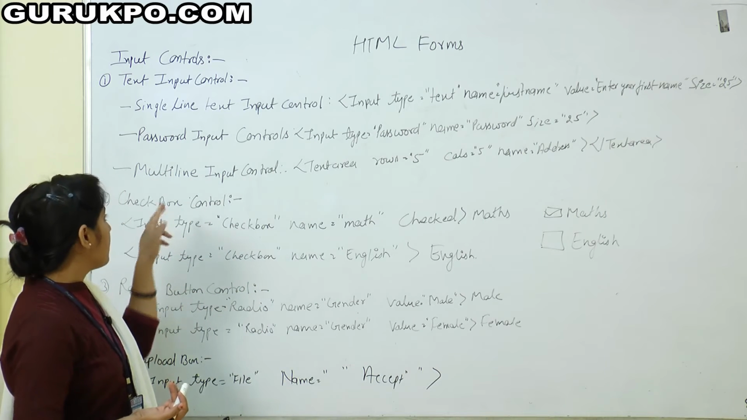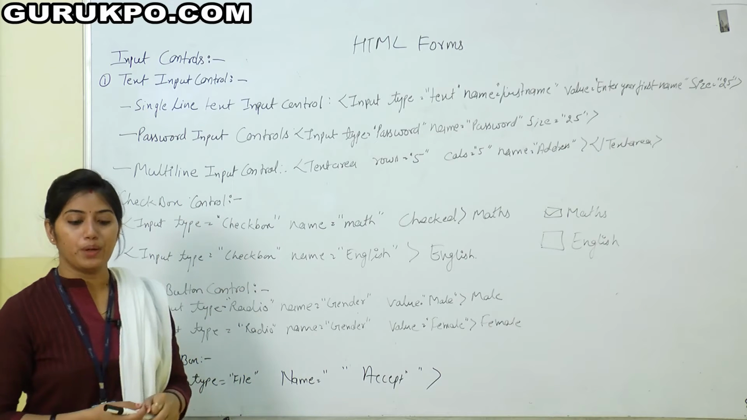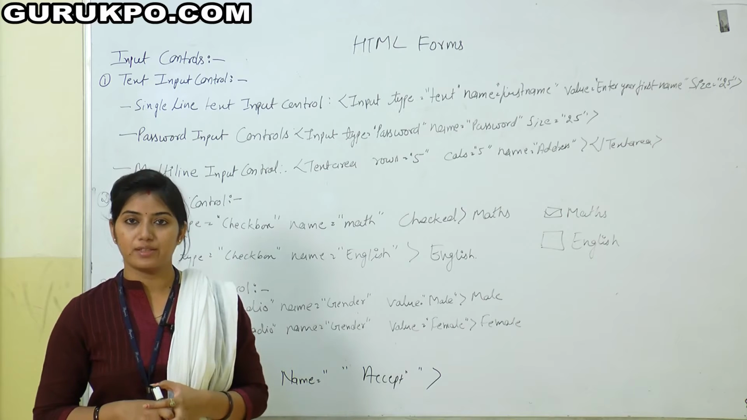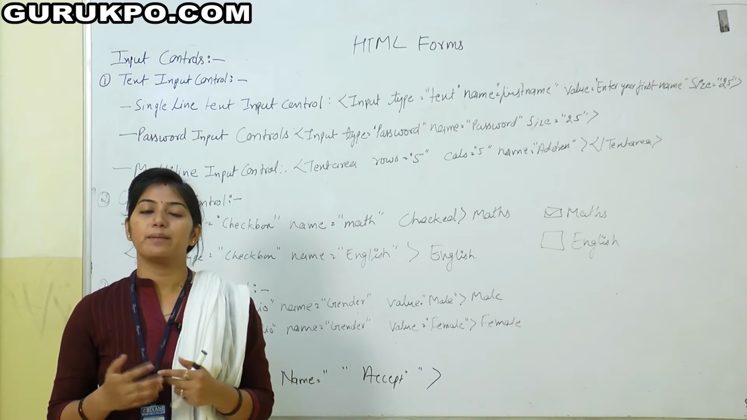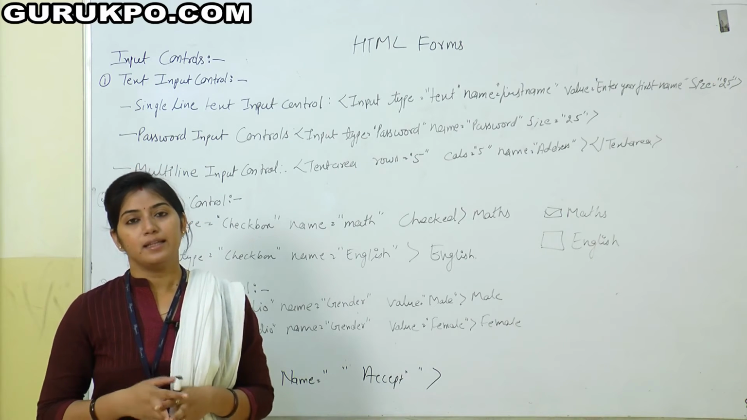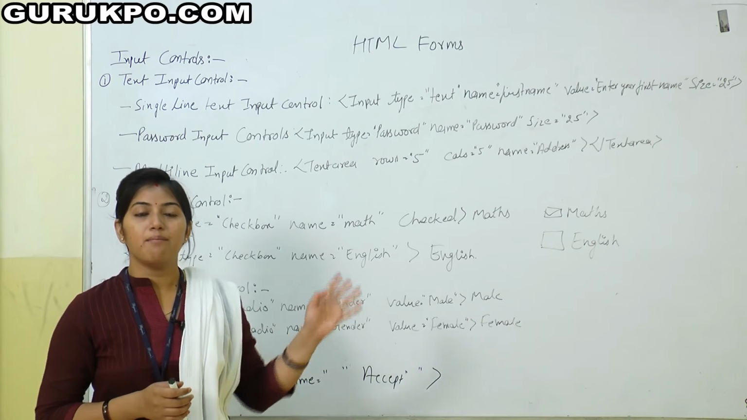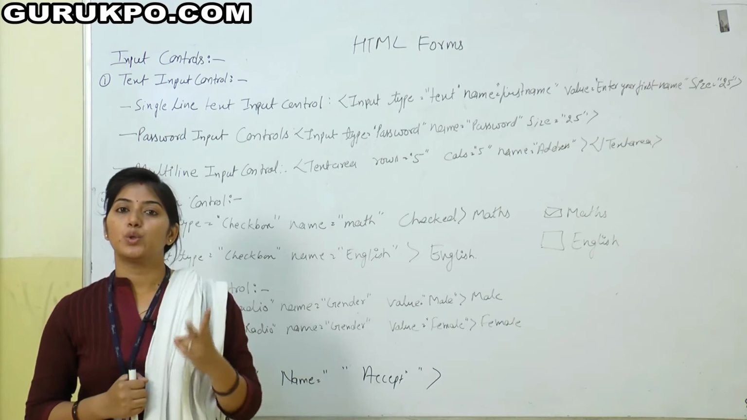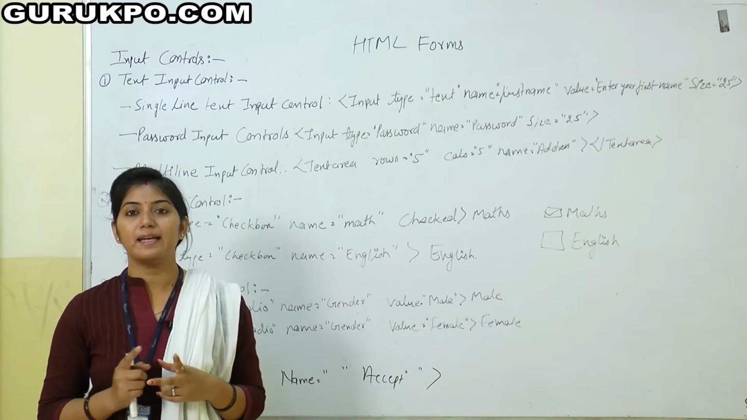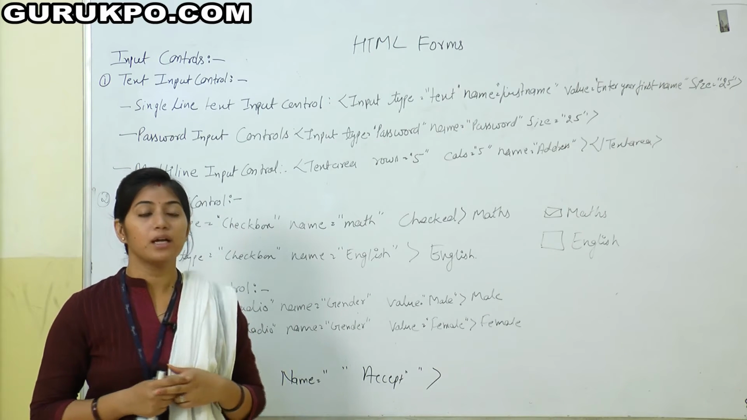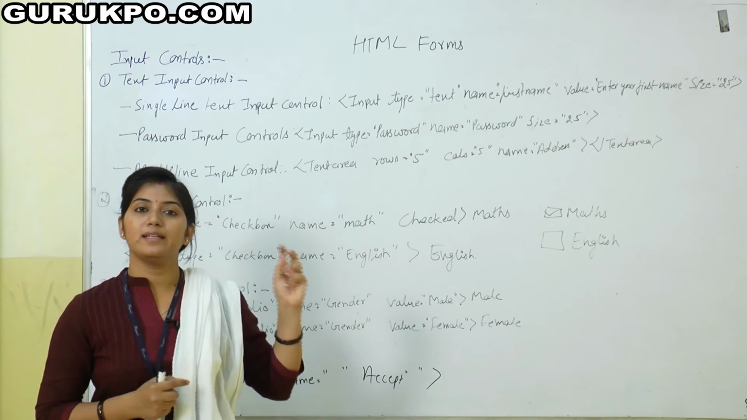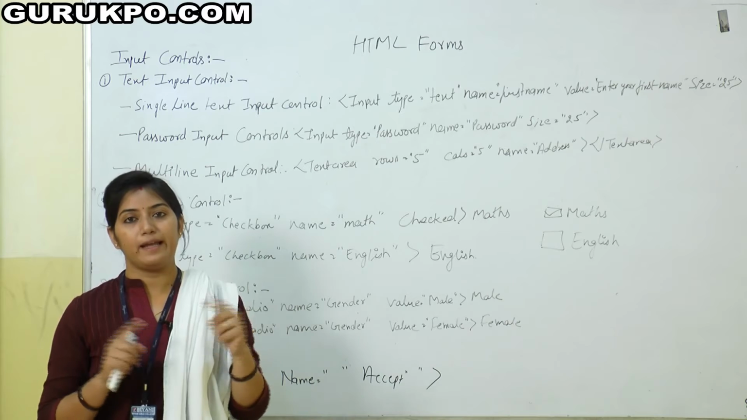Then next one is multiple line input control. Multiple line input control is used when we want to enter an address. For example, if we want a multiple line statement, comments, then we use text area multiple line input. In text area, there are two attributes which define lines and columns for the input, rows and columns. Rows and columns are used to define the rows and columns of the text area input.